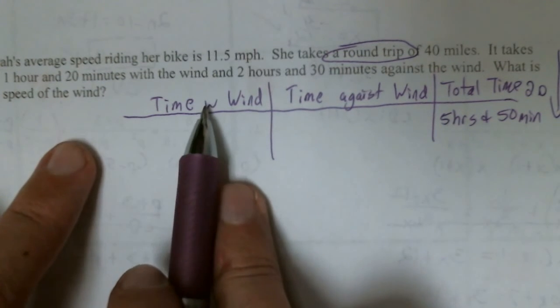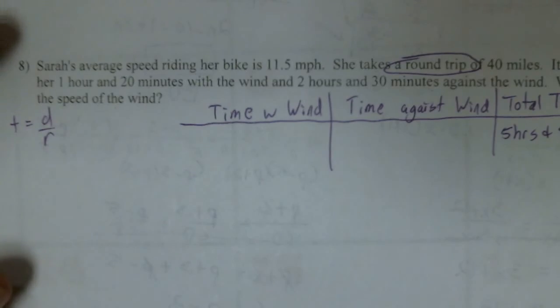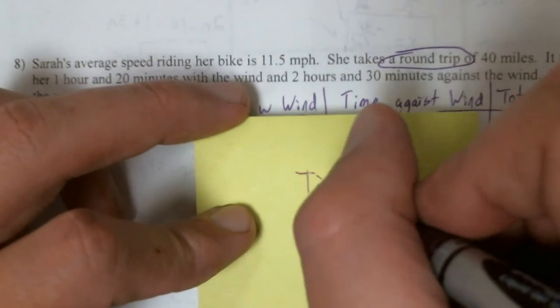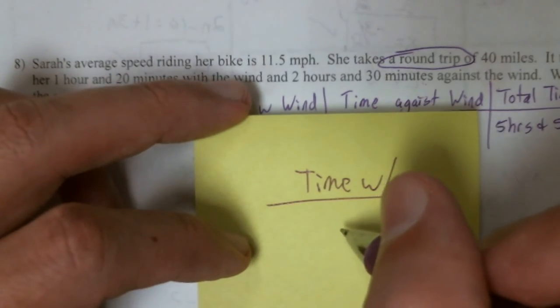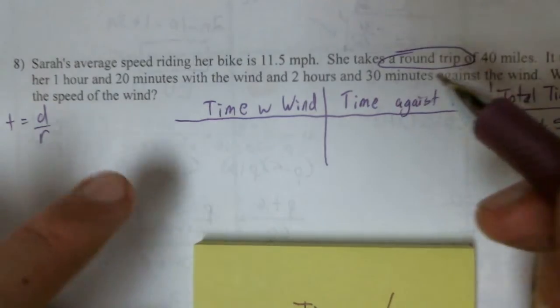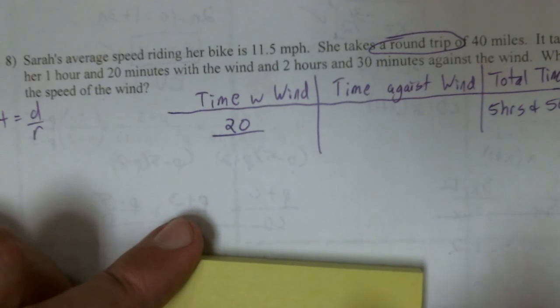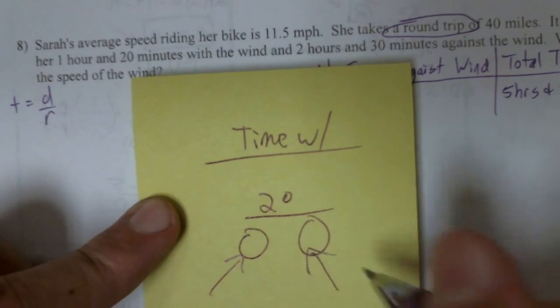Okay. Now the time with the wind, remember time is always distance over rate. And I want to make sure students are comfortable with this little concept here. When we're setting up these charts and you've got time with, without, whatever, you're always going to have the distance. In this case, the distance we said was 20 because it's a round trip. So she's going 20 miles down with the wind. You're always going to have two things here, two little circles. You got something to put in there, something to put in there.